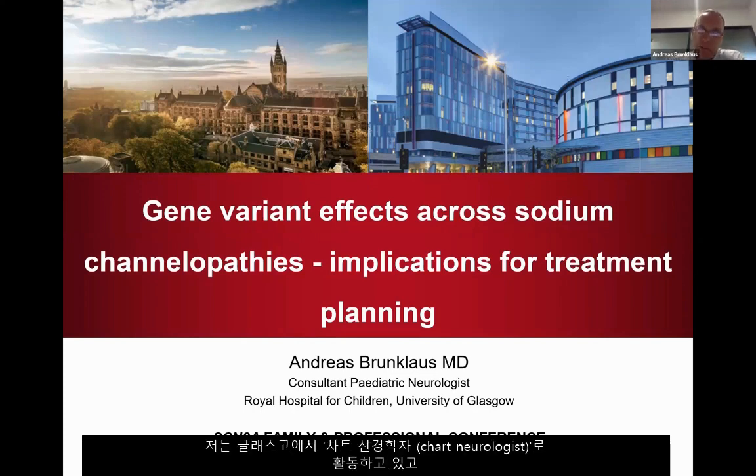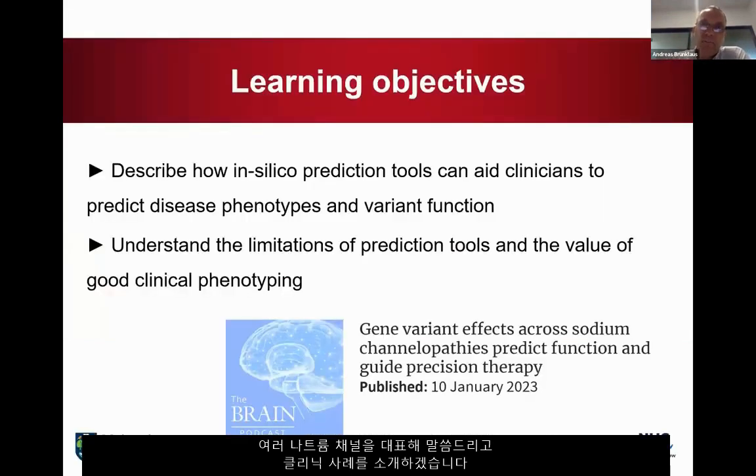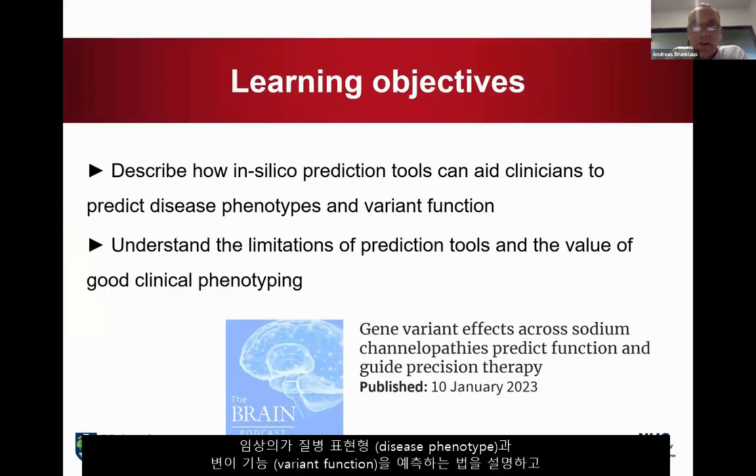So I'm a child neurologist in Glasgow, and I've been researching sodium channels for quite a number of years now. What I would like to bring to this is the clinic and how we can use information that we have from other sodium channels to help us predict some of the variants that we find. The learning objectives are to describe how in silico prediction tools can aid clinicians to predict the disease phenotype and variant function, and also to understand the limitations of these prediction tools and the value of good clinical characterization of the patient.